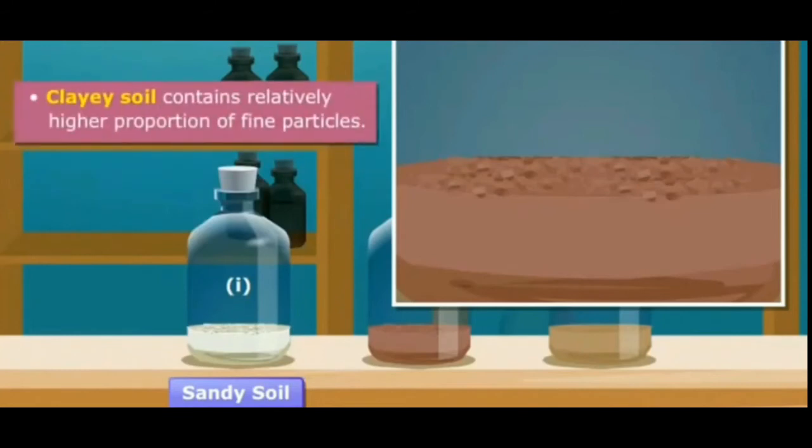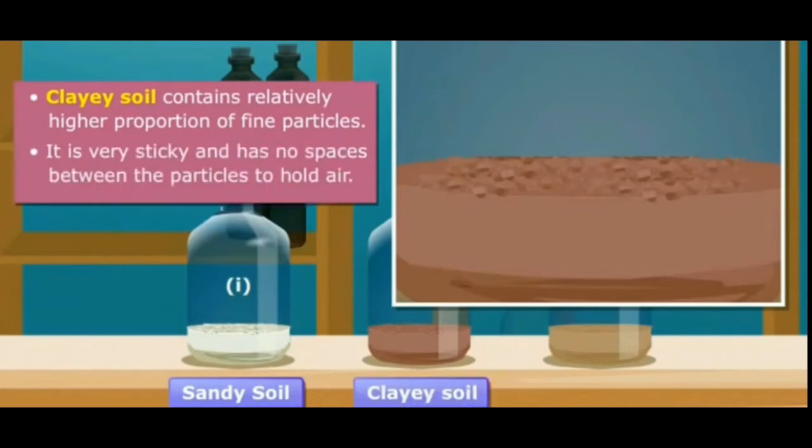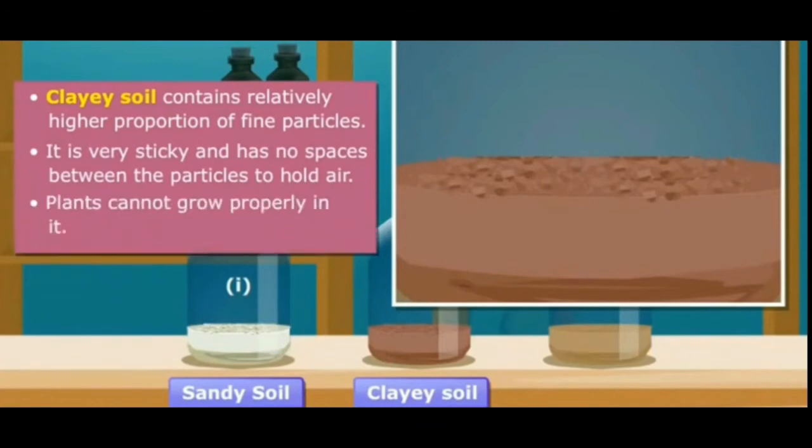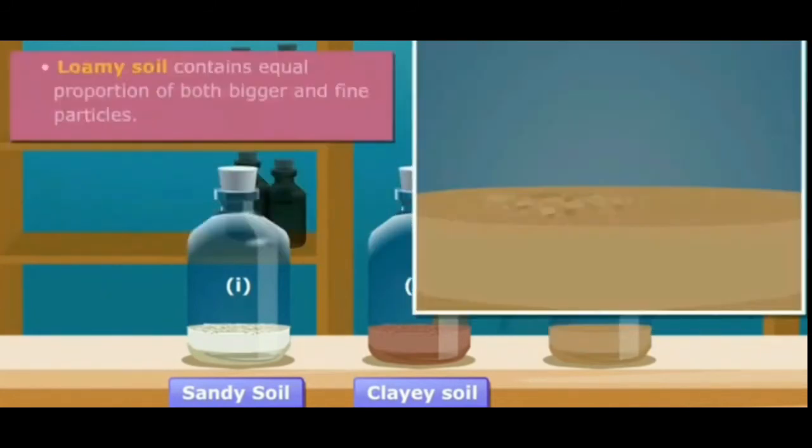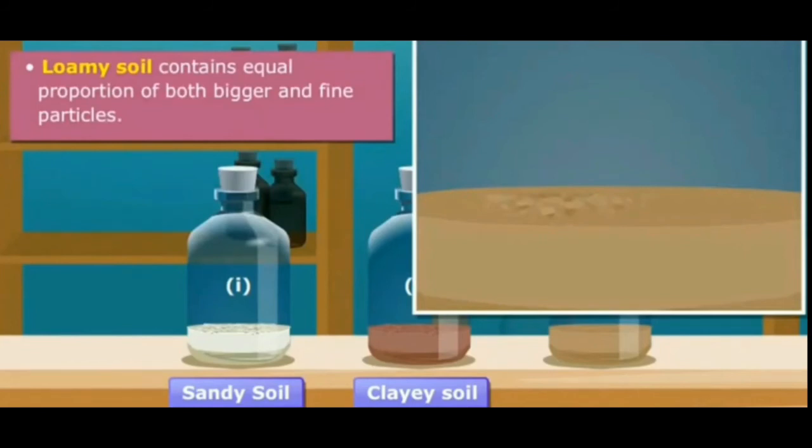Second, clay soil. Clay soil consists of very fine particles and not much organic material, and it is sticky and has not much space between the particles. It does not drain well at all, and plants cannot grow properly in it. Third, loamy soil.